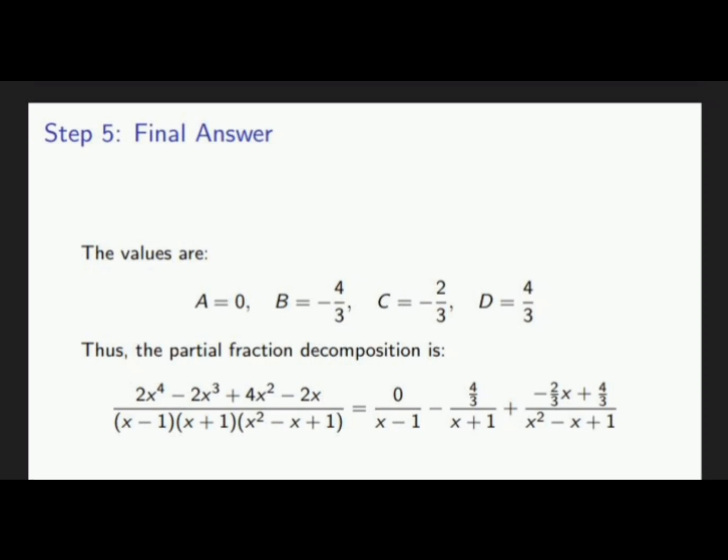So you can now write the final answer of your partial fraction. As you can see, you have 0 over x minus 1, minus 4 over 3 over x plus 1, plus minus 2 over 3 x plus 4 over 3, all over the quadratic function that we already split it into. Now there are cases where you might not have the time to start solving this, because this is a computer based test. So there are ways by which you can easily sort out your answer.